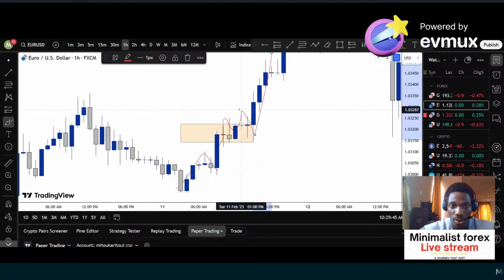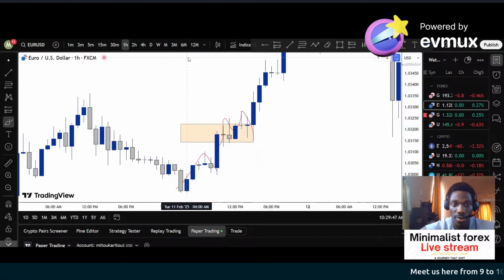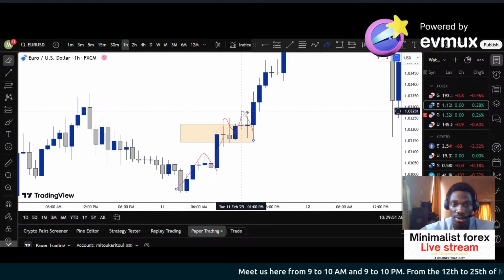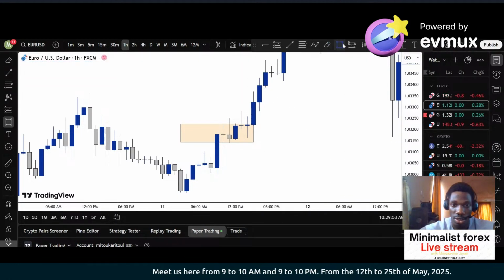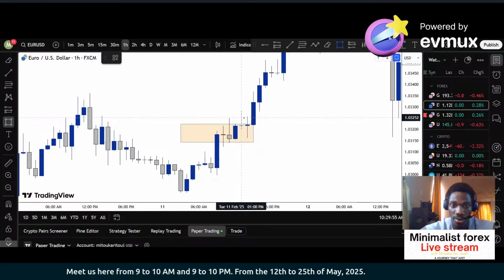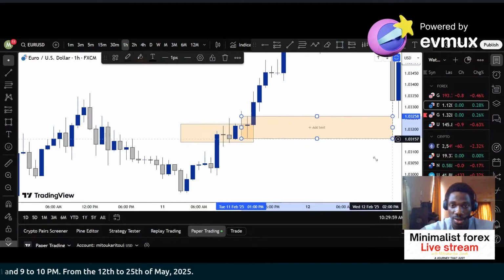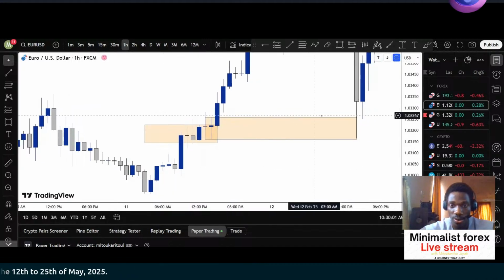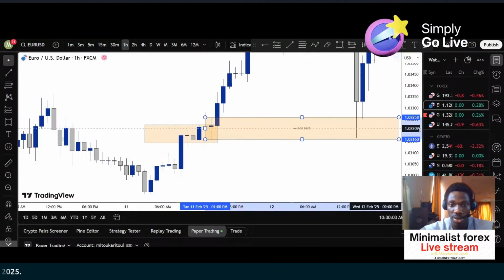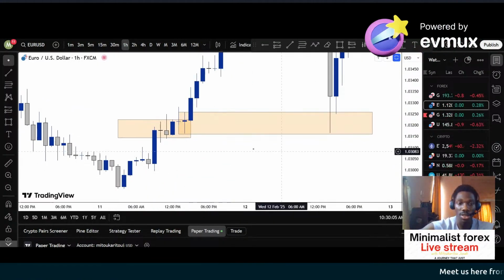Okay, so if you now take your rectangle tool and draw it out from the top of this candle to this, you see that's a demand zone. So that's what price does. It always seeks demand.